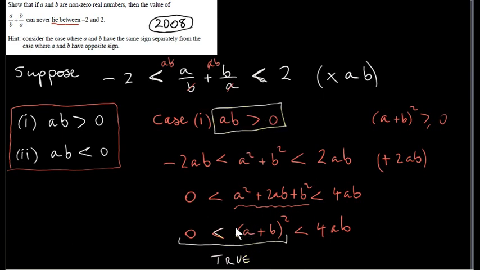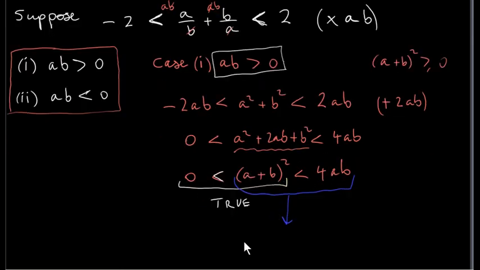Now, let's look at this part of the inequality. So we have the case that (A plus B) squared is indeed greater than 0, but is it less than 4AB? So now let's look at this part here. It's not enough that (A plus B) squared is greater than 0. It must be less than 4AB. It must lie between 0 and 4AB for this inequality to be true.